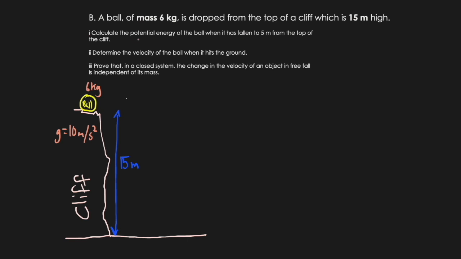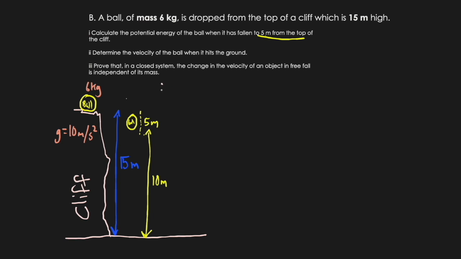The question asks us to calculate the potential energy of the ball when it has fallen 5 meters from the top of the cliff. Imagine that the ball drops 5 meters from the top of the cliff. So let's say the ball is right here, 5 meters down. That means its height is not going to be 15 meters anymore. It's actually going to be 10 meters from the ground.